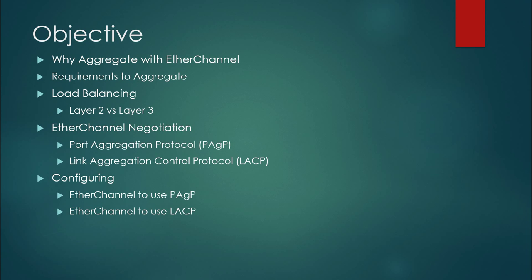And then we discussed the requirements that links had to have in order to be joined within an EtherChannel, what had to be common between the two, be it VLANs trunked or physical settings for interfaces. Then we went over the different types of load balancing we might see between layer 2 and layer 3 switches, be it source and destination MAC addresses or combinations of hashed source and destination IP addresses. Then we also discussed the two EtherChannel negotiation protocols, the Cisco proprietary Port Aggregation Protocol and the IEEE standard Link Aggregation Control Protocol. And then we did some configurations of those two negotiation protocols in setting up an EtherChannel, and we went over some load balancing and how to change that.